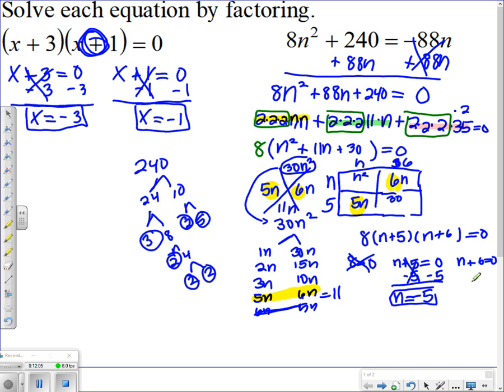Set this equal to 0. That means minus 6 from both sides. These are opposite, so they cancel. So you have n is equal to negative 6. And that is the answer.